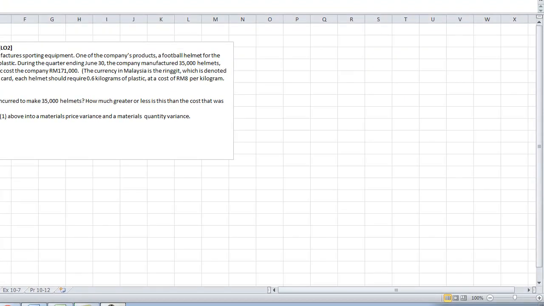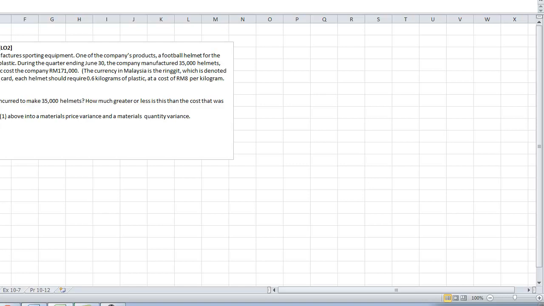This is exercise 10-2, and we are working on direct material variances. Sandar Industry, the heart of Malaysia, manufactures sporting equipment. One of the company's products, a football helmet for the North American market, requires a special plastic. During the quarter ended June 30, the company manufactured 35,000 helmets using 22,500 kilograms of plastic.